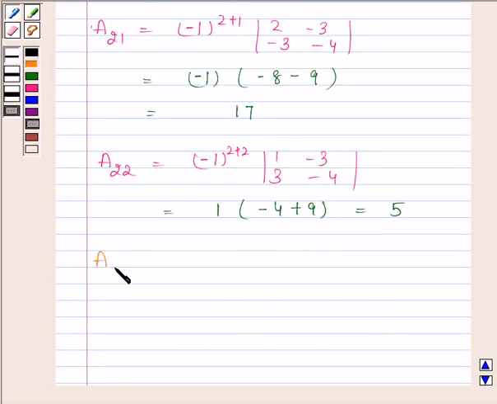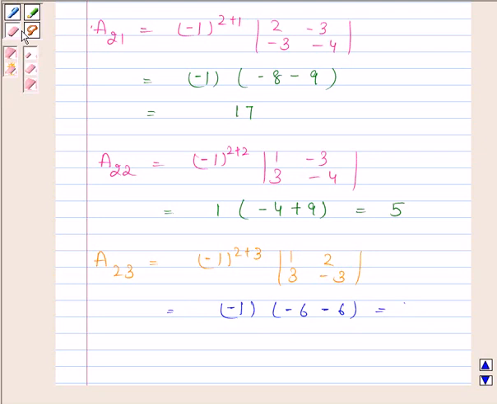Now A23 is equal to minus 1 to the power 2 plus 3 into determinant of 1, 3, 2, minus 3. This is equal to minus 1 into minus 3 minus 6, and this is equal to, here we will have minus 3 minus 6. This is equal to 9.